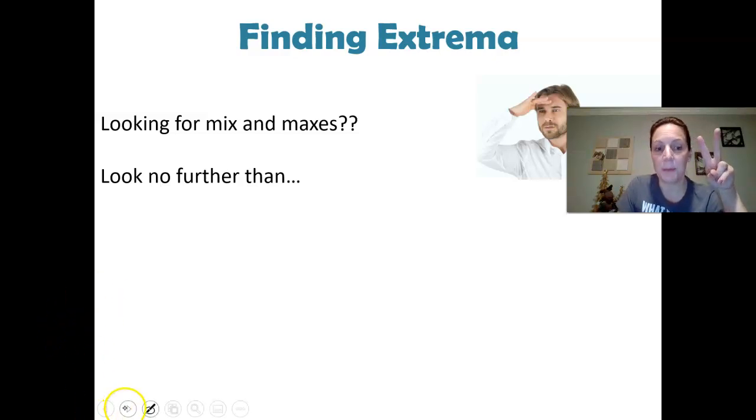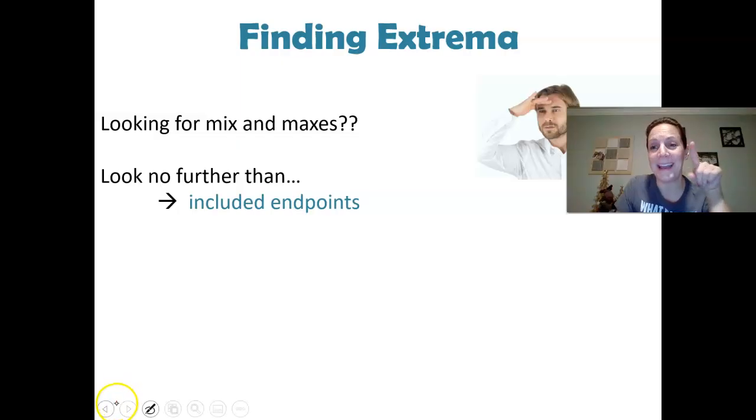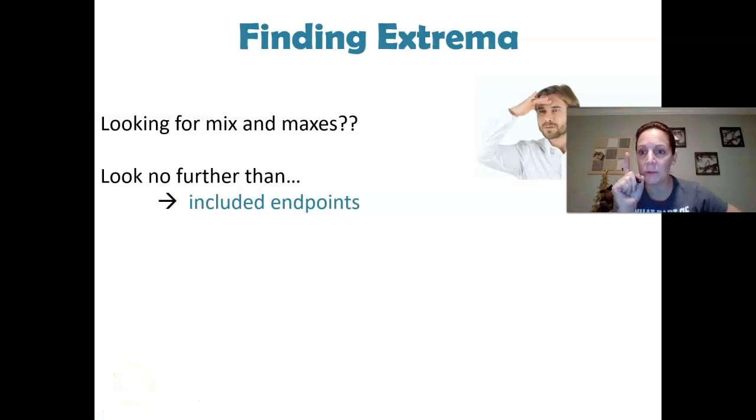Okay. The first place you need to look are the endpoints. And I say that's the first place you need to look because it's always the place everybody forgets to look. If they give you a closed interval, the first place you look for mins and maxes are the endpoints.